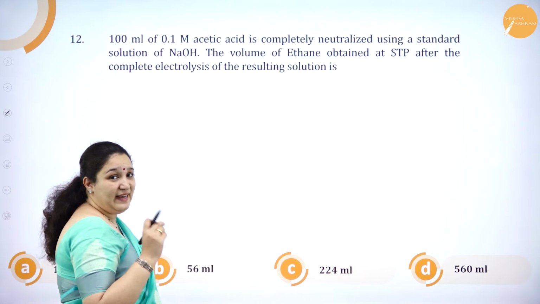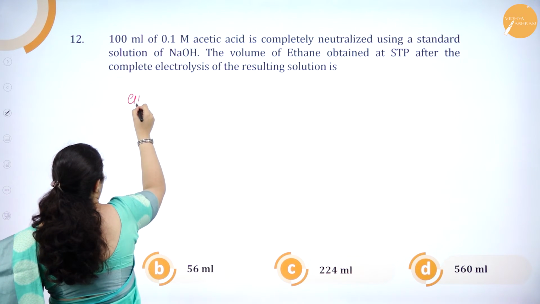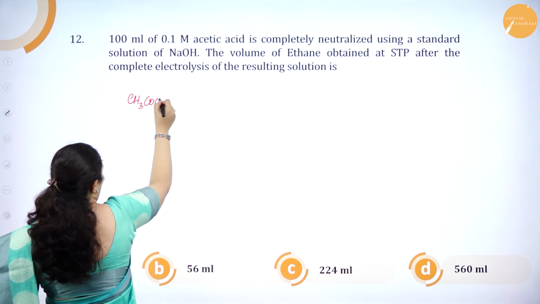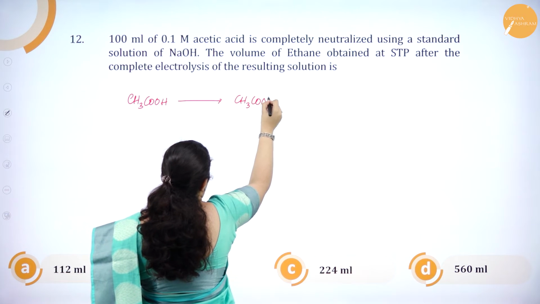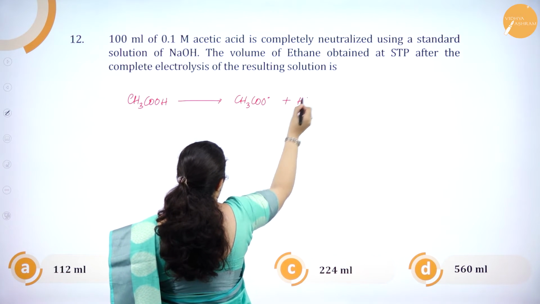Okay. So 100 ml of 0.1 molar acetic acid is neutralized using standard solution of NaOH. Okay. Now if I take acetic acid and it undergoes electrolysis, that is CH3COOH. On electrolysis it will give CH3COO free radical and H free radical.